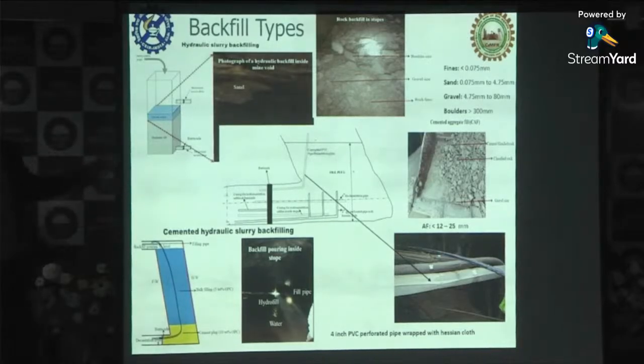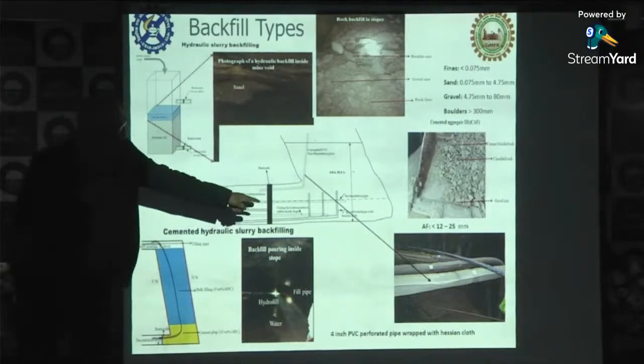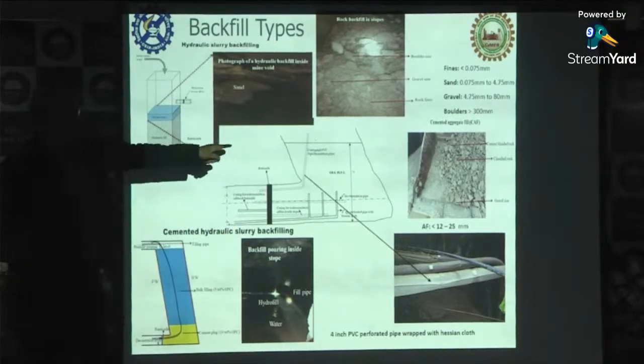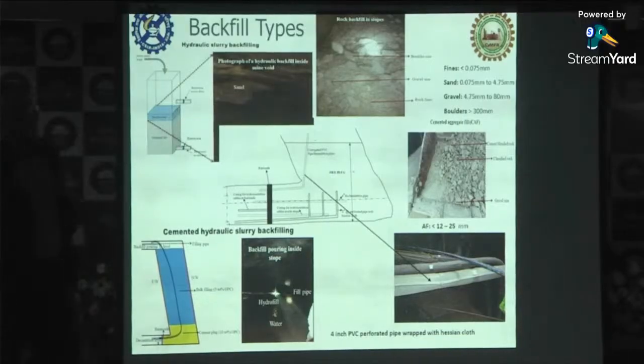So there is a combination. But in case of paste fill, that is not the requirement because the water is very less. So these are the decantation pipes, as you can see. This is the rock fill, and this is the aggregate fill. And in filling, the most important factor which we consider is the size. The size does matter in case of backfill material. So this is the thing.